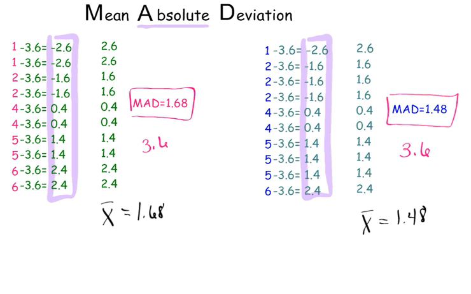That means in my blue data, there's less change. My data is not as spread out. My pink data is more spread out than my blue data because my pink data MAD is larger. And that's all you have to know about the MAD.